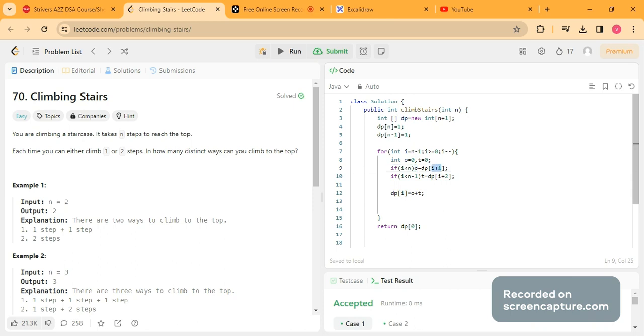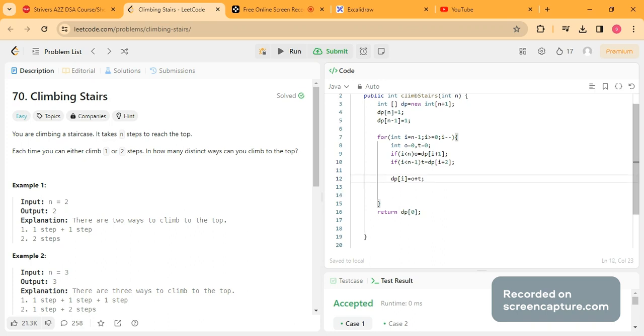So what if we start from the n minus 1th position? i is n minus 1, and plus 1 would be the nth step, so it should be less than n, because we have already initialized that value as 1. So the step should not exceed the value of n. That's what we are ensuring here again. Okay, then we are just adding them and returning.